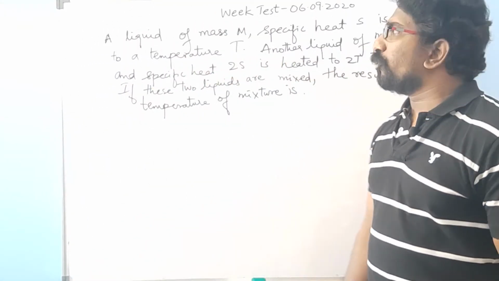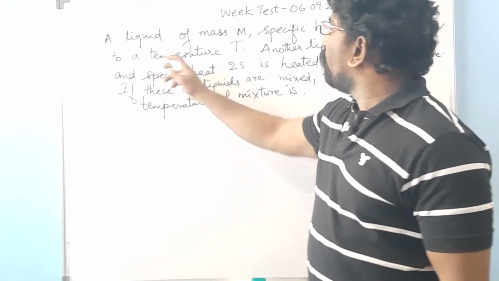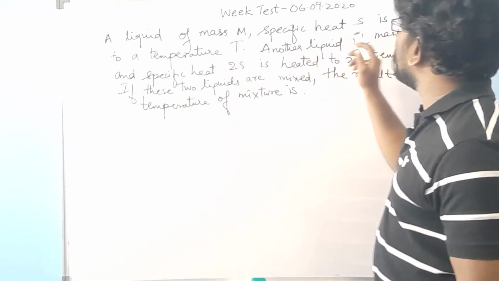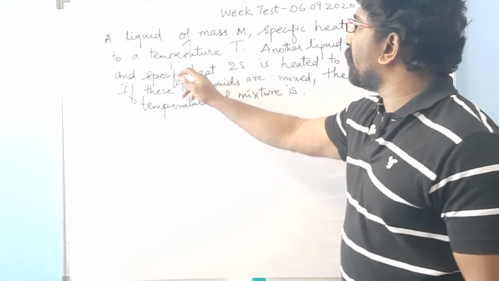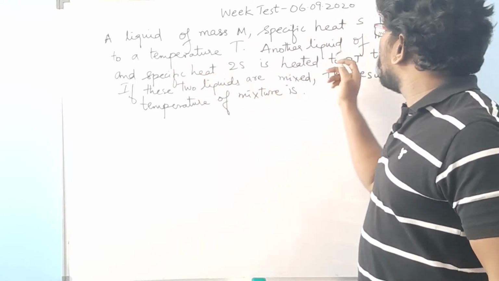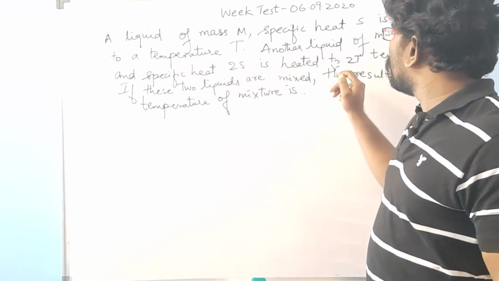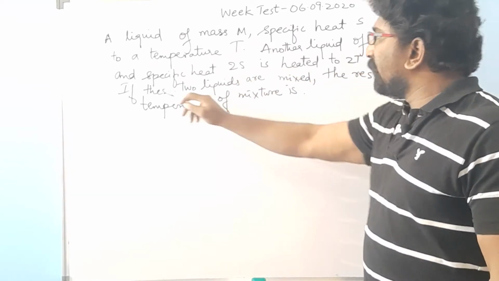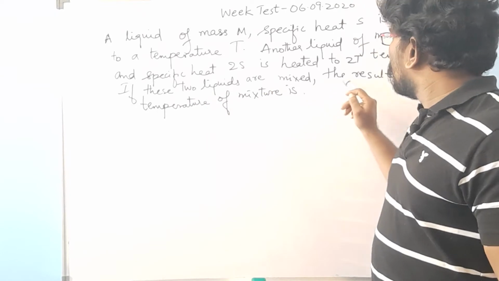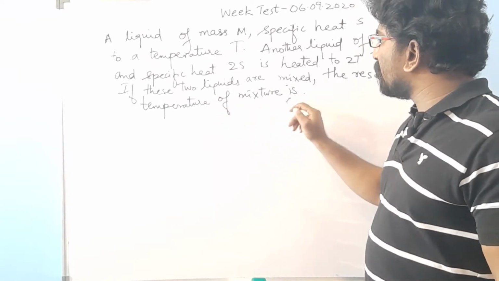Okay, question. A liquid of mass m, specific heat S, is heated to a temperature T, and another liquid of mass m by 2 and specific heat 2S is heated to 2T temperature. If these two liquids are mixed, the resultant temperature of the mixture is.